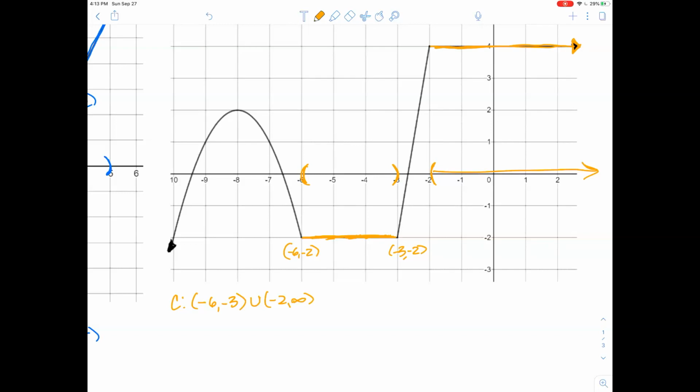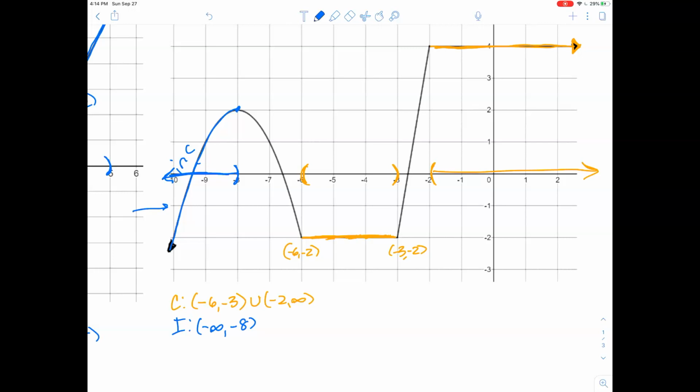So there are our constant sections. Now let's do our increasing sections. So here we have this parabola, and it's coming up, up, up as I'm reading it from left to right. It's coming up until it hits the vertex, right? So that's increasing. Until it gets to the vertex at -8, it's increasing. So I could say that it's increasing from left to right, negative infinity, all the way to -8.